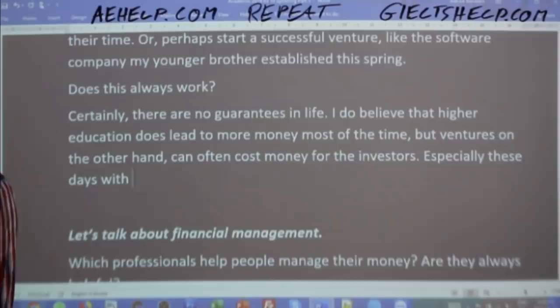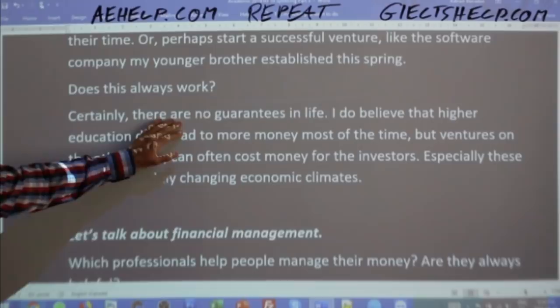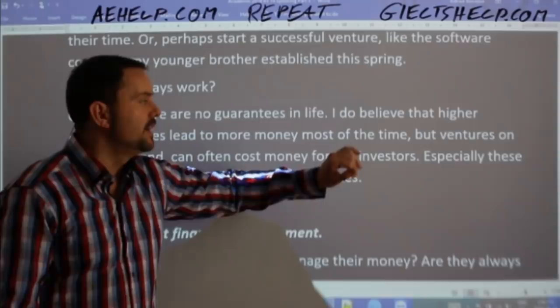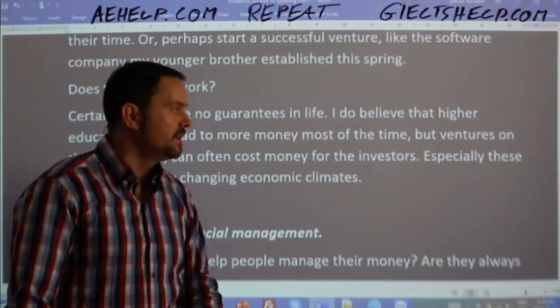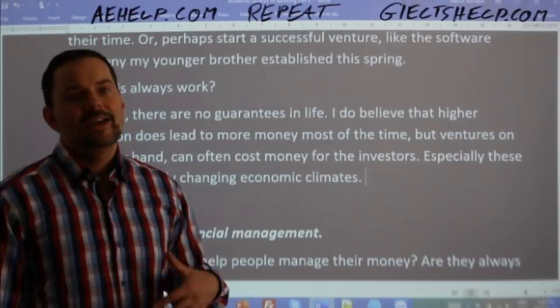With rapidly changing economic climates. Okay, so here we go. Certainly, there are no guarantees in life. That's an expression, not an idiom. Again, repeat after me. Certainly, there are no guarantees in life. I do believe that higher education does lead to more money most of the time. But ventures, on the other hand, can often cost money for the investors, especially these days with rapidly changing economic climates. And then I can give an example for that.